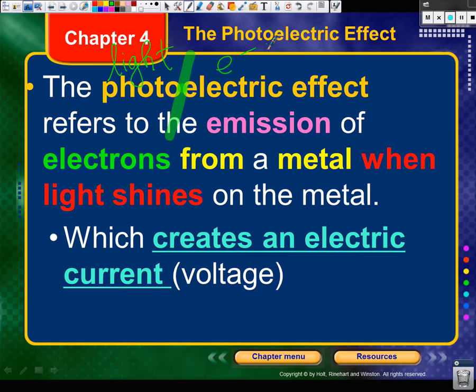So the photoelectric effect refers to the emission. Let's stop right there and make sure: what does emission mean? That's why I stopped there. Thank you. To give off. Emission means to give off. It refers to the giving off of electrons from a metal when light shines on a metal.